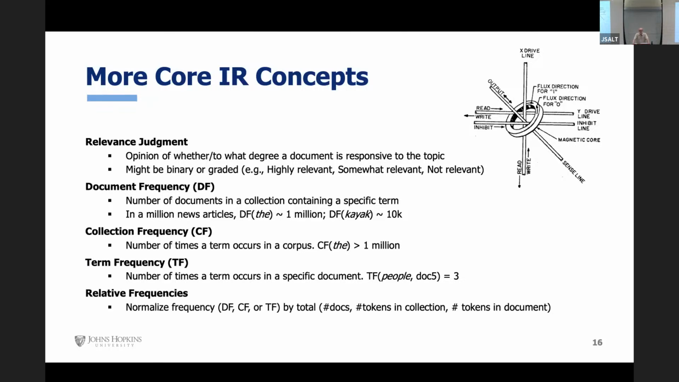These can all be made relative, where you simply normalize by the total number of documents or the total number of tokens in the collection or tokens in the document. And so these are referred to as relative document frequency, relative collection frequency, or relative term frequency.